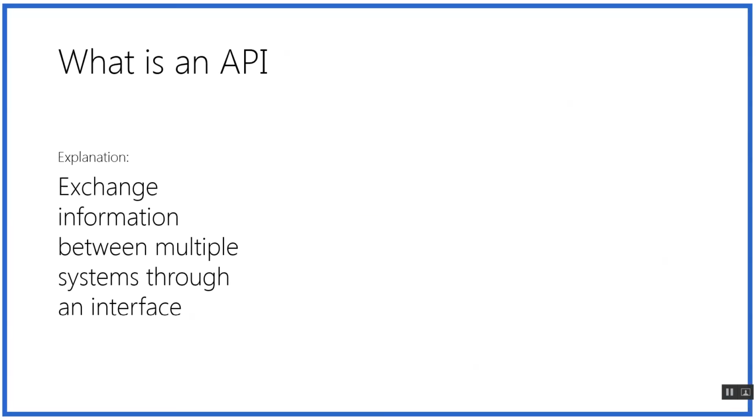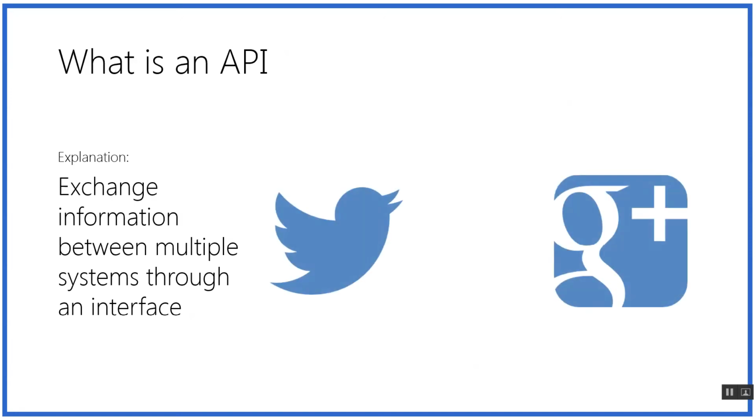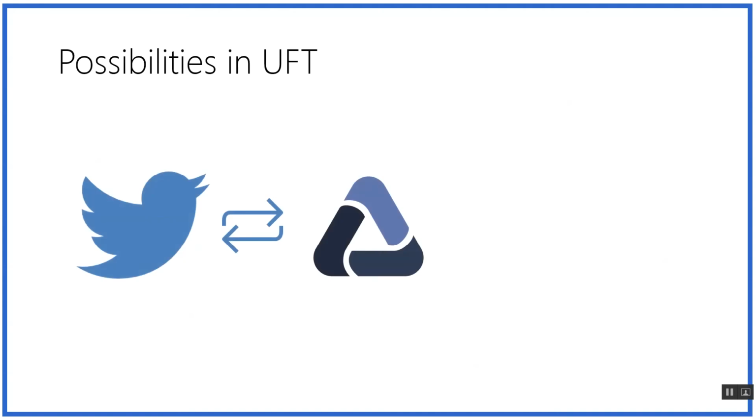An application programming interface is used to exchange data between multiple systems. Here's an example: you have Twitter and Google+, and when you make a tweet on Twitter and you want to include some information from your Google+ account, Twitter might use an interface from Google+. So Google+ defined some methods to access their database and return some specific information for the user.